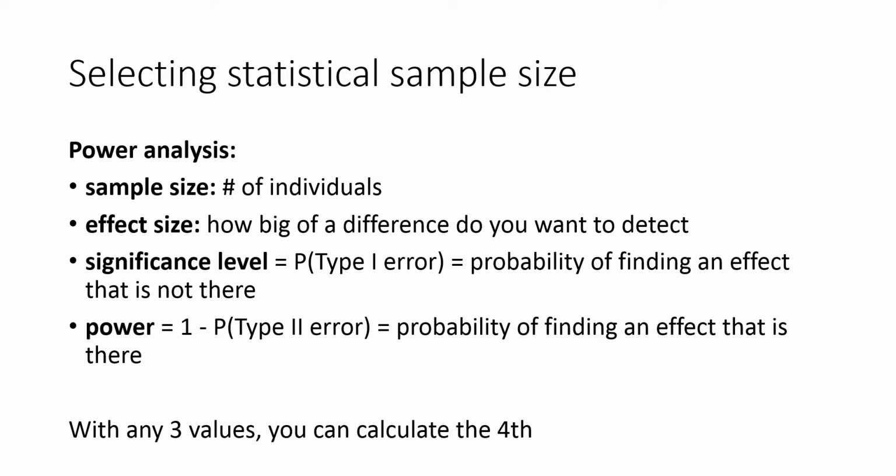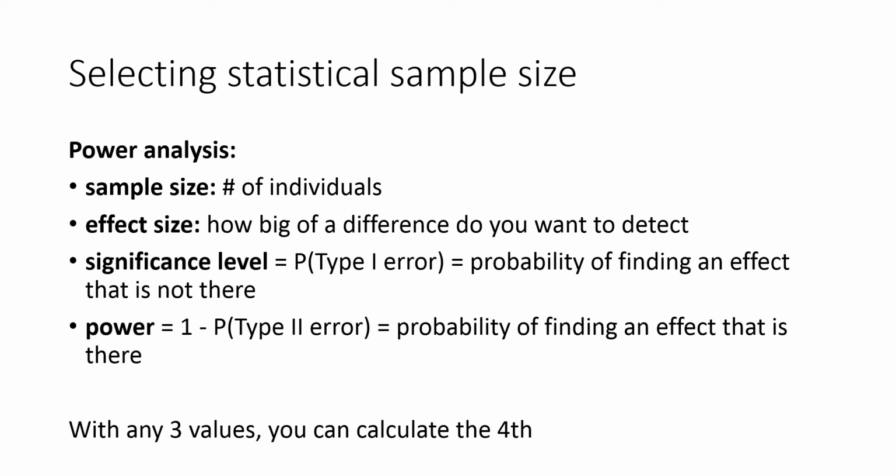So it's the probability of finding an effect that's not there. You would say, what's the effect size I want to see? And that's really the one that's the hard part to pin down. How big of a difference do you want to detect? Depending on what sort of metric you're thinking about, it may be difficult to identify exactly how big of a difference you think is important.